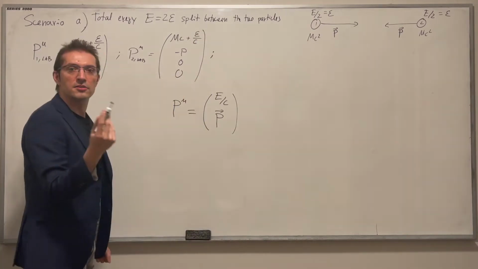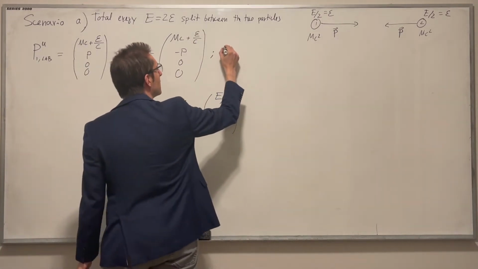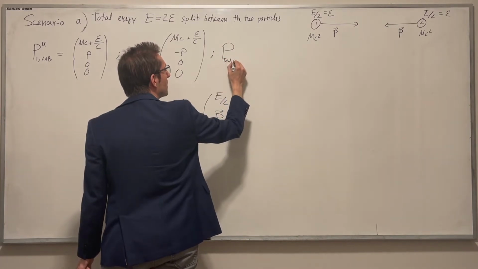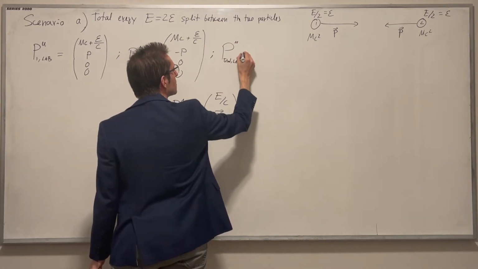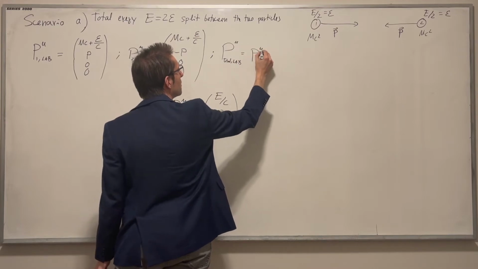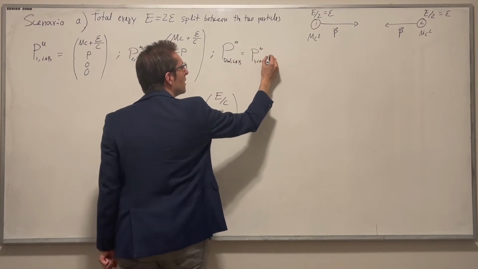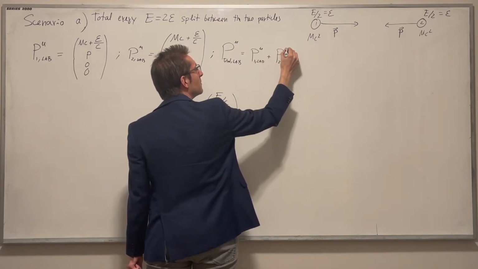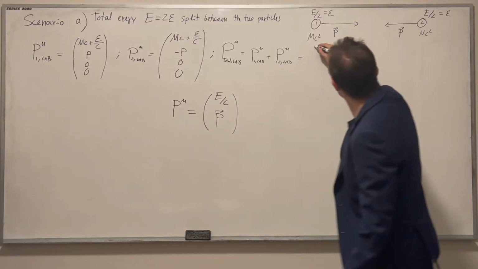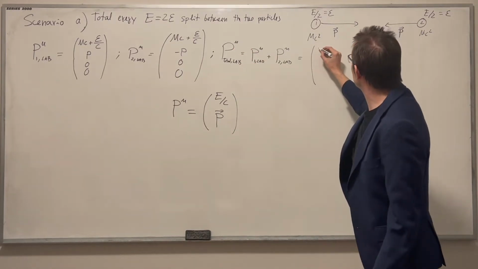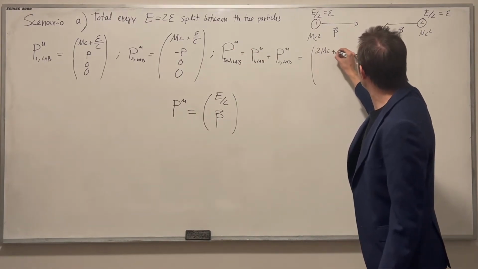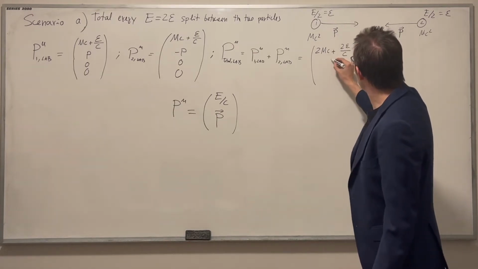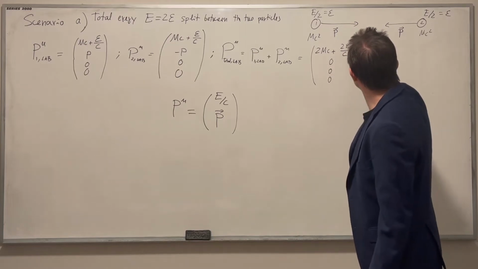Wonderful. So with this we can compute the total four-momentum. Let's call it total in the lab frame, which is of course the sum of the four-momentum of the first particle in the lab frame plus the four-momentum of the second particle in the lab frame. And of course that gives me the four-vector, where the time component is twice mc plus 2 calligraphic E divided by c. And this is 0, 0, and 0.